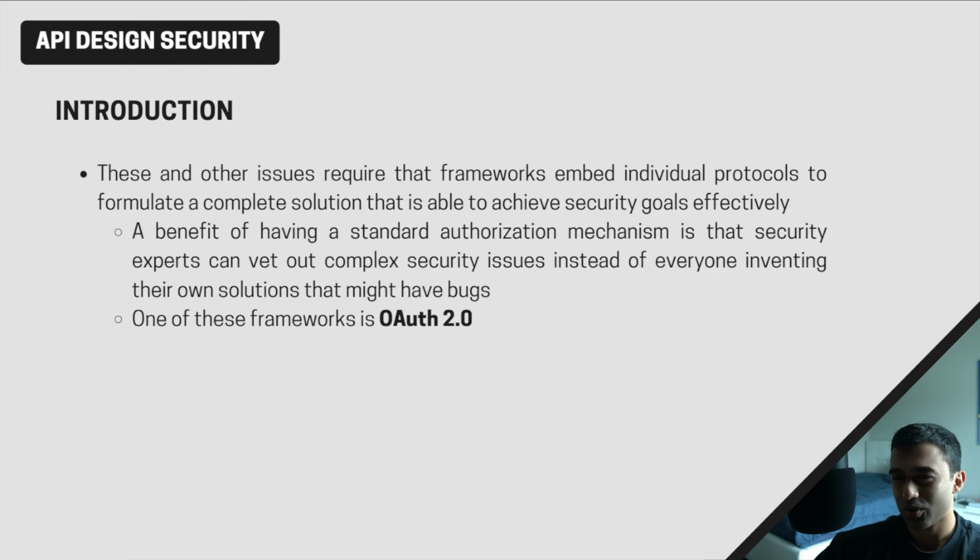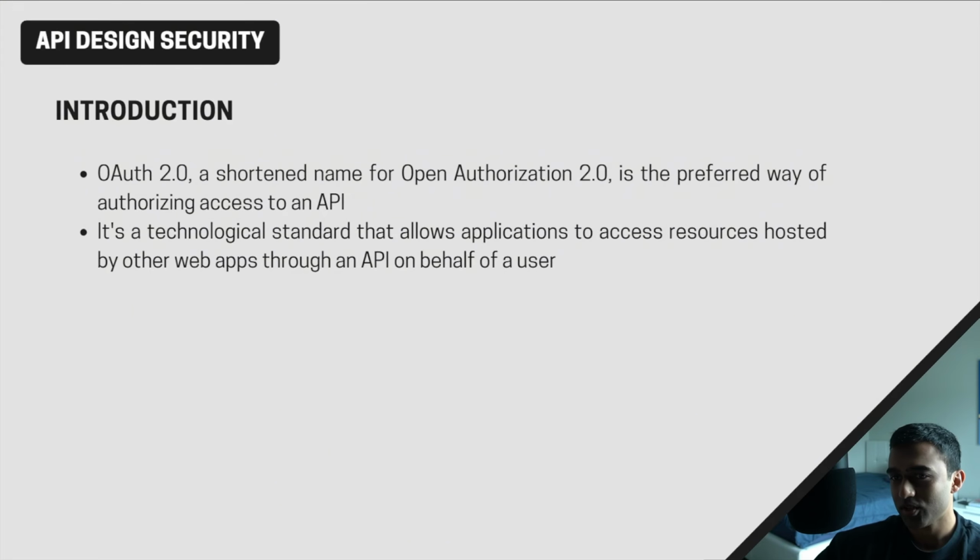These and other issues require that frameworks embed individual protocols to formulate a complete solution that is able to achieve security goals effectively. A benefit of having a standard authorization mechanism is that security experts can vet out complex issues instead of everyone inventing their own solutions that might have bugs. One of these frameworks is OAuth 2.0. OAuth 2.0 is a shortened name for Open Authorization 2.0, and it is the preferred way of authorizing access to an API. It's a technological standard that allows applications to access resources hosted by other web apps through an API on behalf of a user.